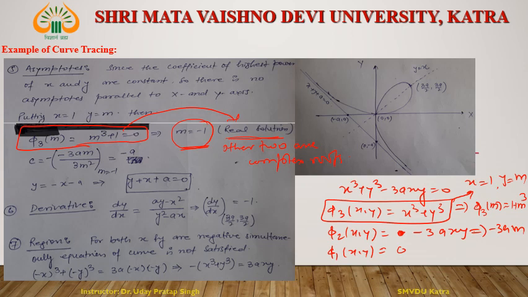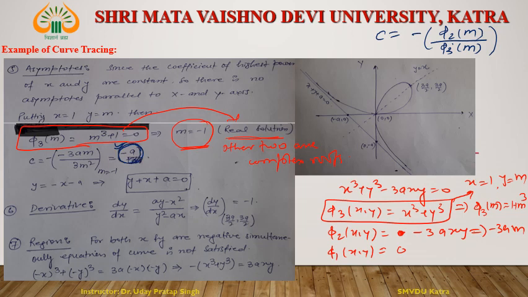And c is equal to minus of minus 3am divided by... what is c? Formula of c: minus of phi 2m divided by phi 3 dash m. Then the derivative of phi 3 is 3m square, and in this equation replace m by -1. This gives c is equal to minus a.